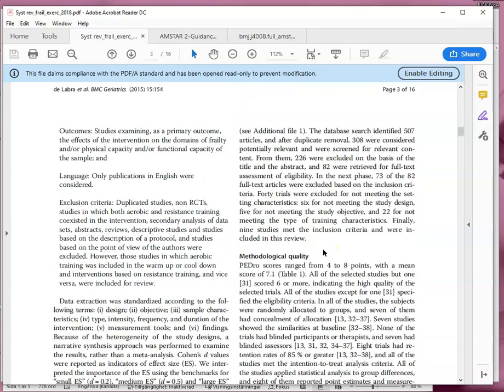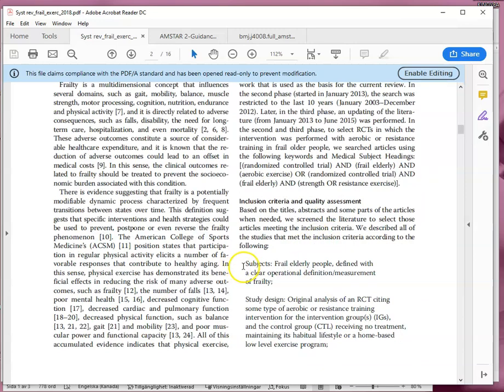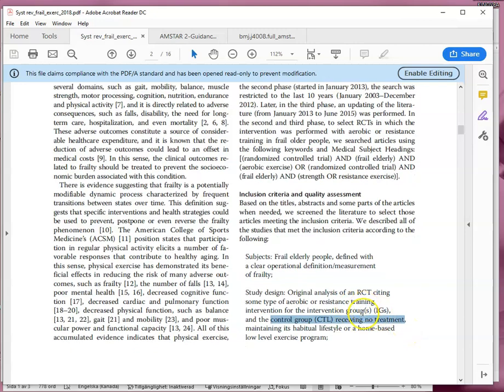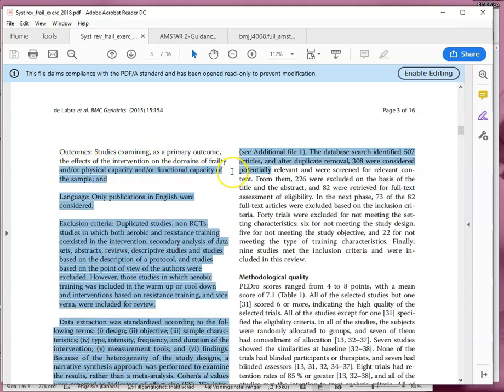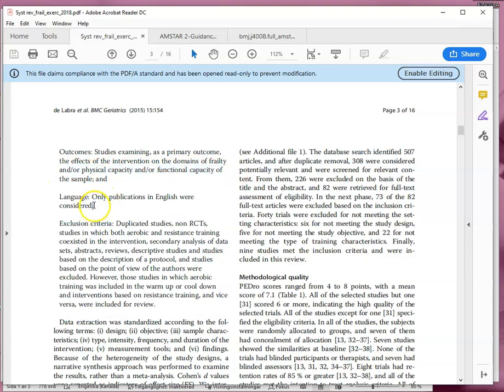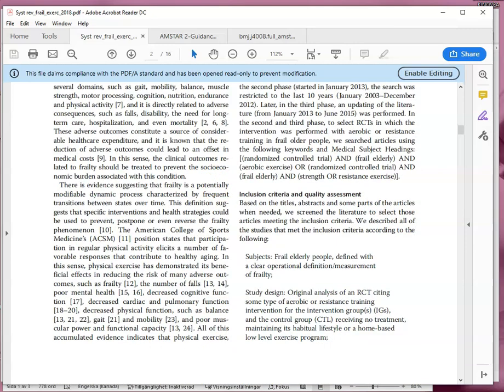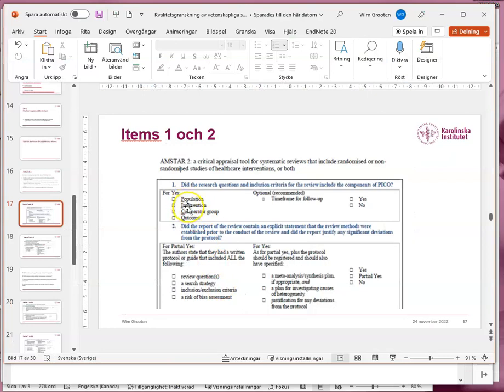And here we have the inclusion criteria, very nicely set. Subjects, very nicely defined. They want to have the RCTs and the control group receiving no treatment. Yes, we have something about the control group. The C is also here then. And then outcomes, yeah, here are the outcomes: the effects of the intervention on the domains of frailty and of physical activity and of physical capacity. And of course, only the language there. So I think, looking to the first criteria, all the parts are here.